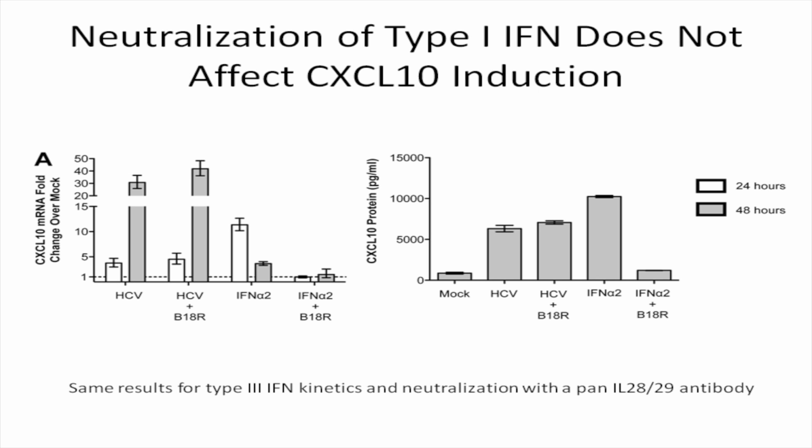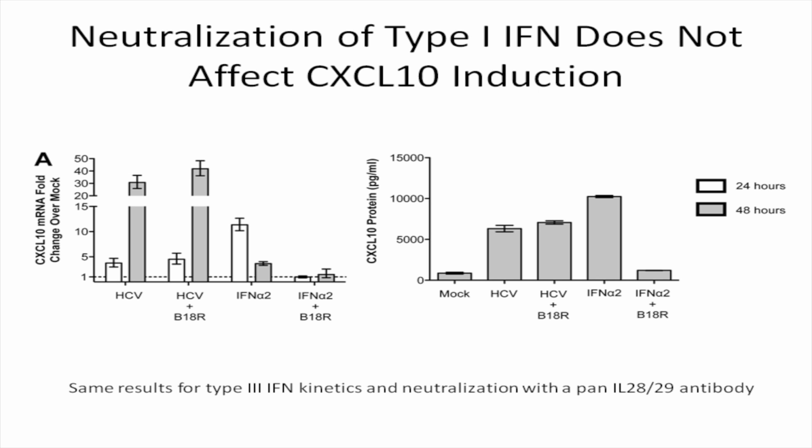So what happens when we look in the context of HCV infection? Well, you can see here that with HCV, as before, you see this time-dependent increase in CXCL10, but absolutely no effect of B18R or interferon neutralization. And this is for CXCL10 mRNA. If you look at the protein level, you see the same thing. Mock infected cells have baseline expression of CXCL10. Virus induces quite a large induction of CXCL10. B18R, or type 1 interferon neutralization, doesn't do anything. But again, the positive control interferon induces CXCL10, and that's neutralized by B18R.